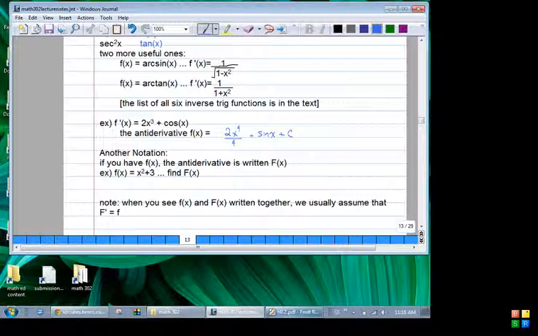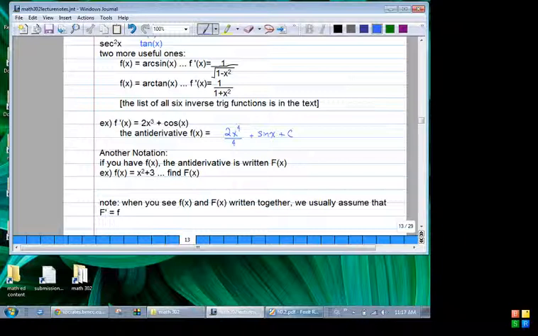Okay. Question? Big F prime or big F? Big F prime equals little f. It's the same thing as what's on the top. The antiderivative is big F, and its derivative is big F prime. It's just a question of notation.